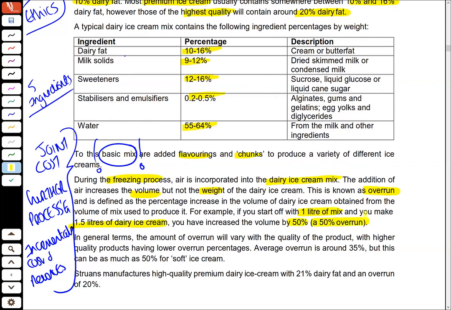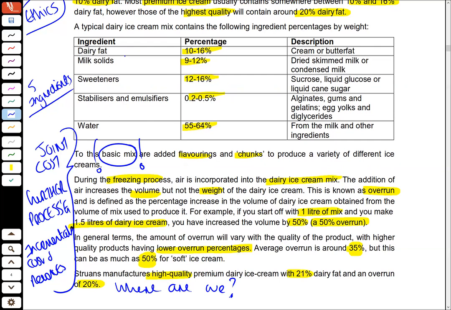The amount of overrun varies, with higher quality products having a lower overrun percentage at around 35%, but it can be up to 50% for soft ice cream. Those high quality will be at about 21% dairy fat, 20% overrun. So I would be saying, where are we on this? Where do we sit on this, guys?